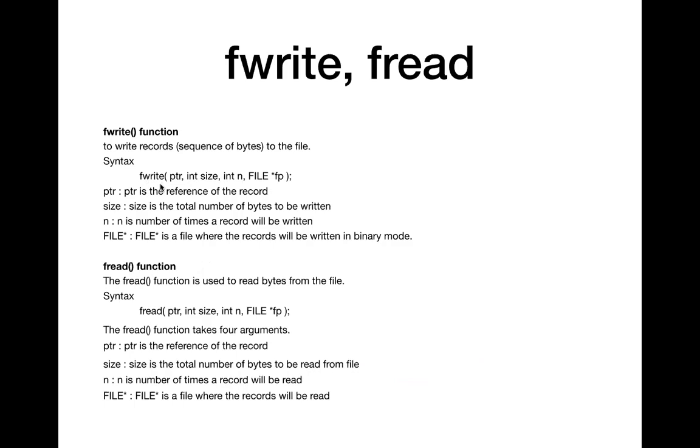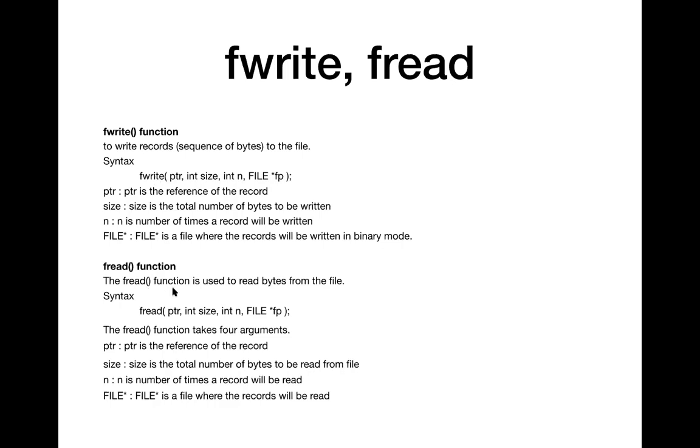So my fwrite function has got the first one, the PTR, which is a reference of the record. Just remember this, we are going to see the example. Then the size. So how many bytes I'm going to write? The total bytes I'm going to write. N is how many times I'm going to write a record. And this one is going to be my file pointer. Is that clear? Okay.